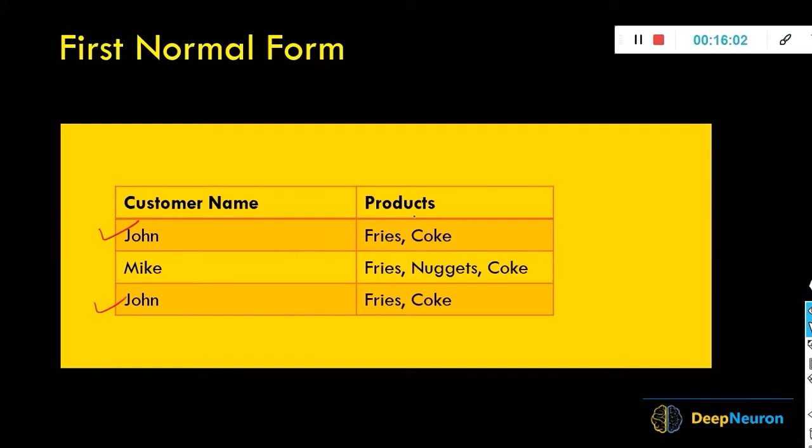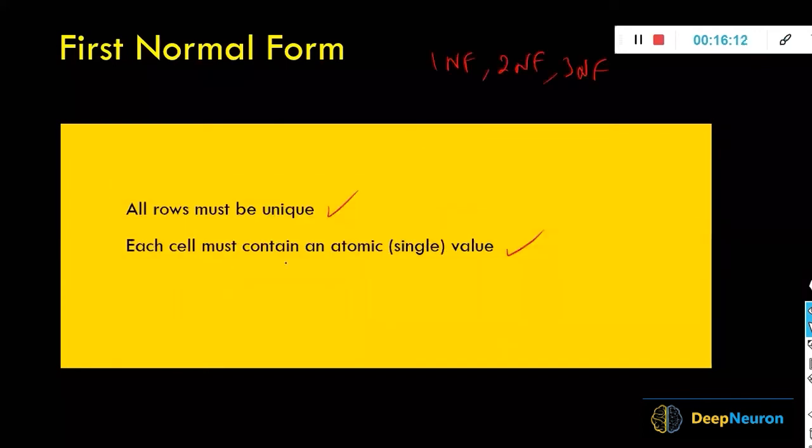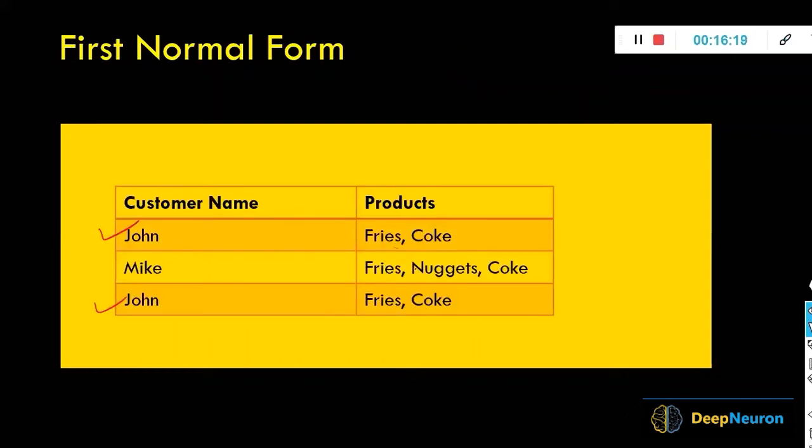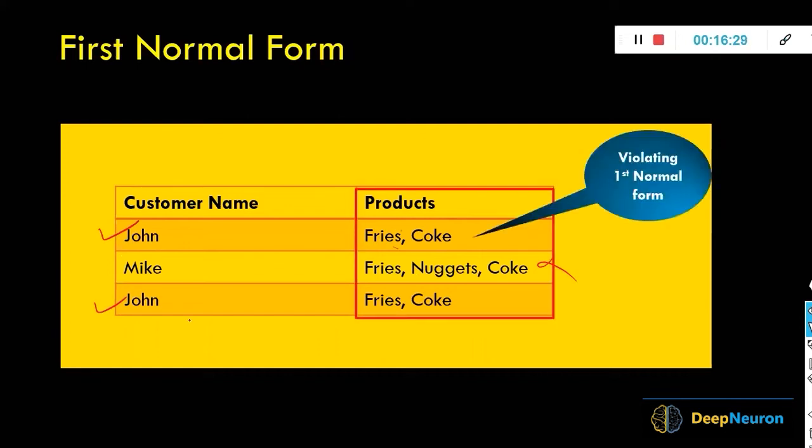But if you look at the products column, you have more than one value stored in a single column. This is violating the first normal form. What is the first normal form? The second rule says each column or cell must contain a single value. But here, in the single column itself, multiple values are stored. This is not the right way of doing it. Another thing is we have some duplicates. This is violating first normal form.